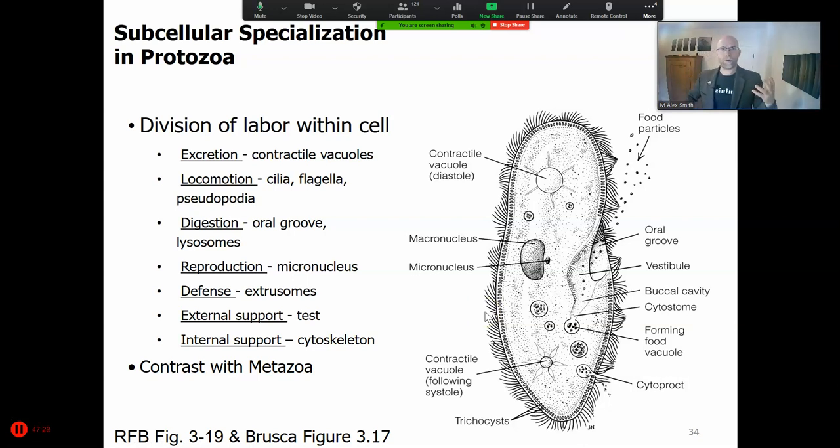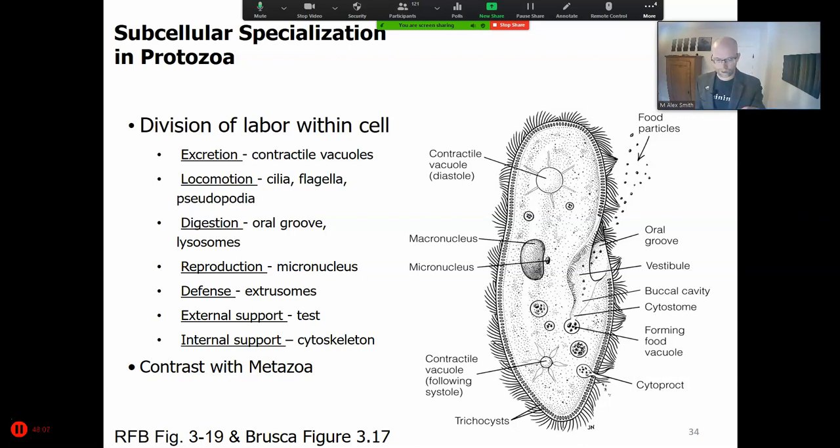And so now when we think about defense and the specialization of labor within a cell, we can think about specializations of lifestyle, things that are predatory. And once you have predators, you need to have defenses against predators. So as you build this, you can have either external support, the word test that I mentioned, or a shell, and internal support, like an internal cytoskeleton. So, an example of the extrusomes that I wrote down here for defense, the trichocysts around the edge, those are another example of a defense adaptation.